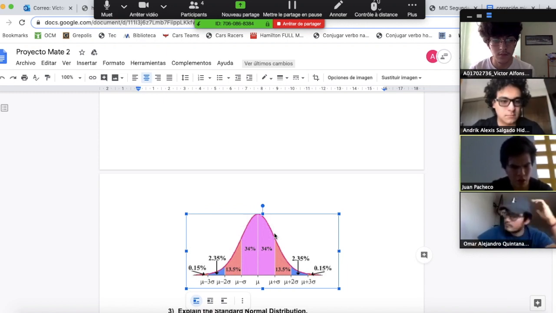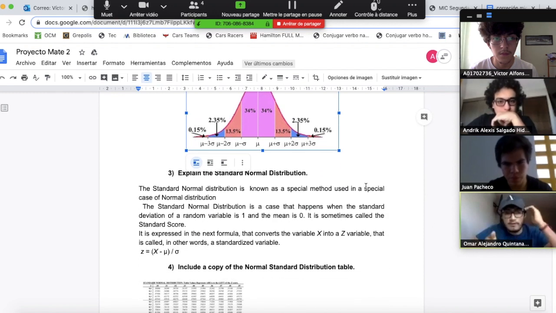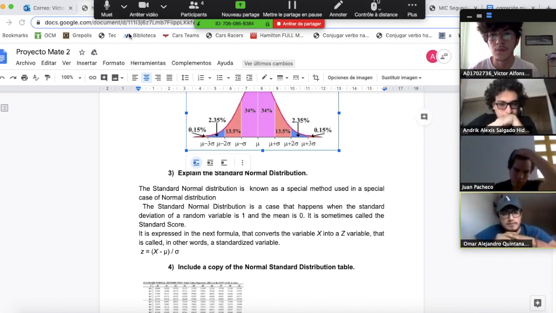And the third is asymptotic. There is an element that is close to the x-axis and is located near the ends of the graph, but never touches it. And lastly, the fourth characteristic of the normal distribution is that the mean, mode and median are all equal. So we can have a better idea of this, we can just look at this diagram, and there we can follow up with what Juan Pacheco just said.